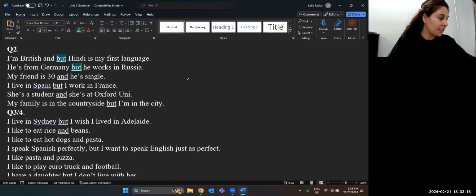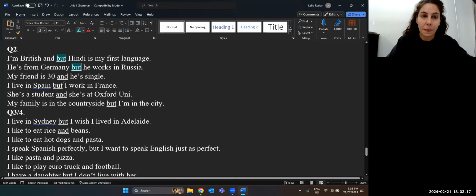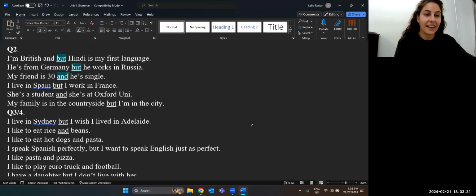My friend is 30. He's single. Now, I haven't changed the information. I want to add more information about the subject, my friend. So I say and. My friend is 30 and he's single and he's living in Adelaide and he loves life and likes to swim. So when I want to add more information, I say and.